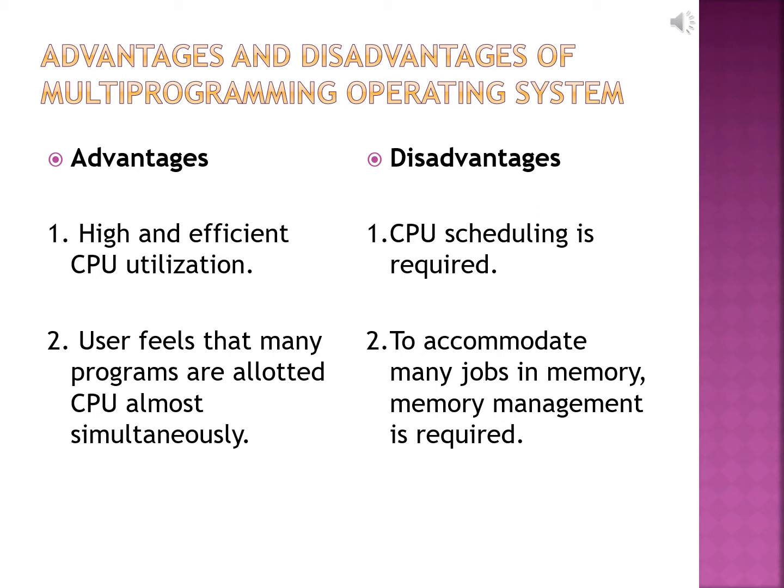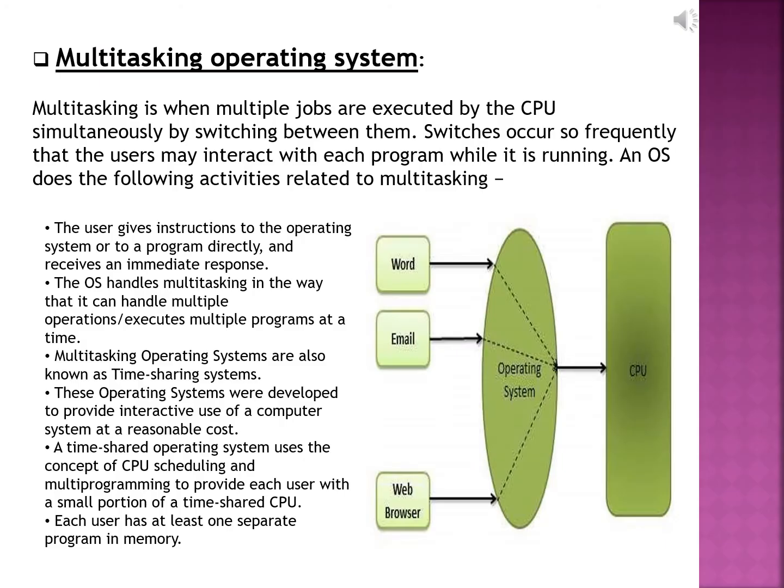Multiprogramming operating system has some advantages and disadvantages. Advantages are its high and efficient CPU utilization. The user feels that many programs are allocated CPU almost simultaneously. And the disadvantages are that CPU scheduling is required here to accommodate many jobs in memory. Memory management is required. Next is the multitasking operating system.